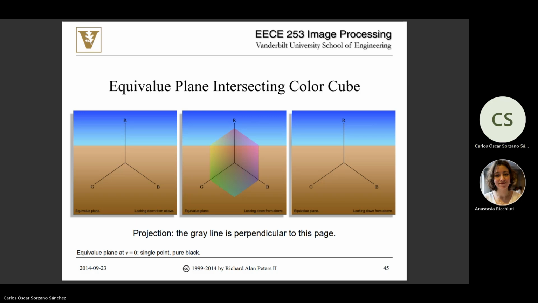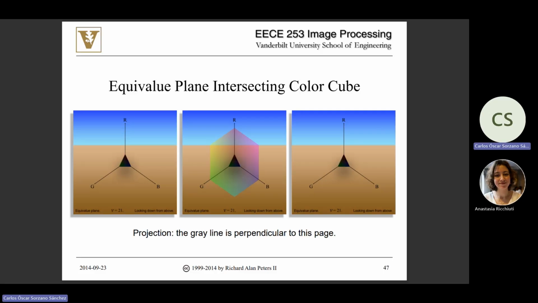So then we can look at these R plus G plus B planes. Let's say that this is our color cube, and I will look for R plus G plus B equal to 10. So R plus G plus B equals V times 3. Because V is so small, it is this little triangle intersection there.